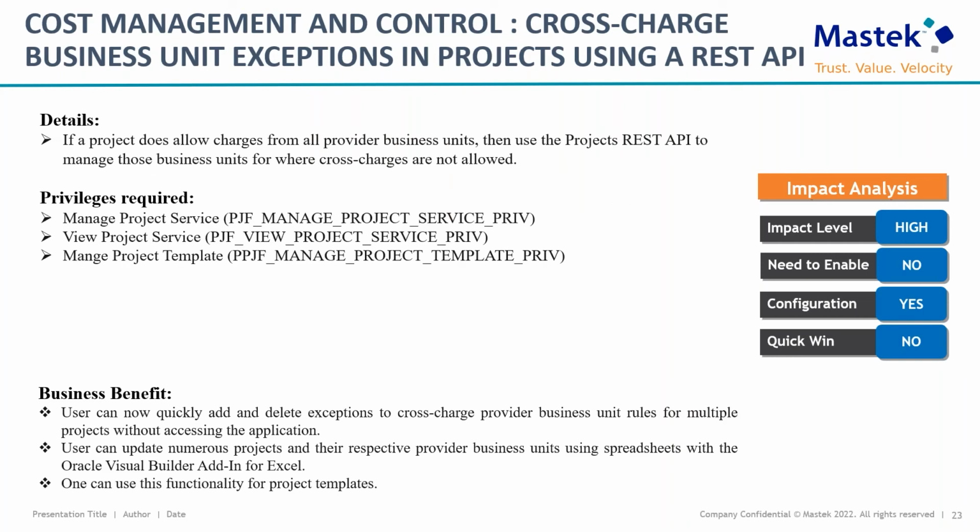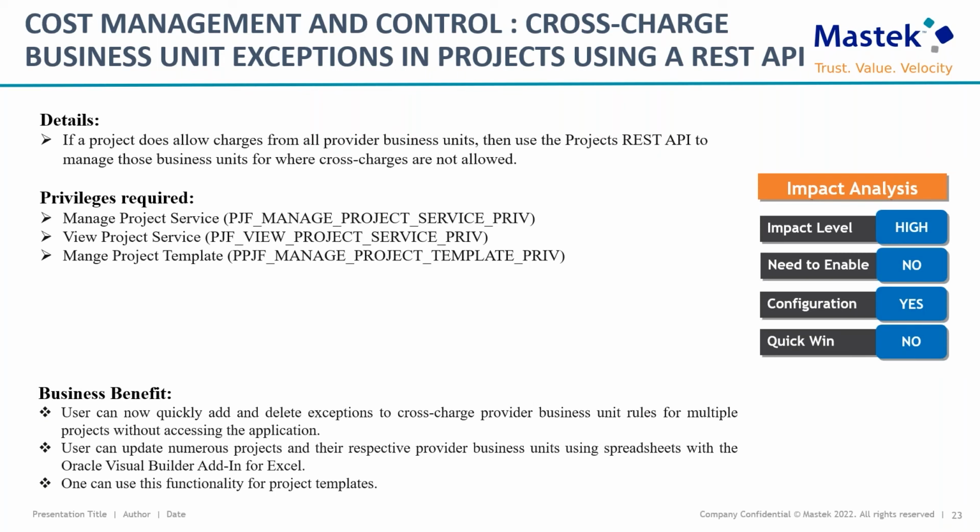The next feature is also from cost management and control. The name of the feature is cross-charge business unit exceptions in projects using a REST API. When there are a number of business units and the user doesn't want to bring cost from each BU, he can restrict the same through the cross-charge BU exceptions.